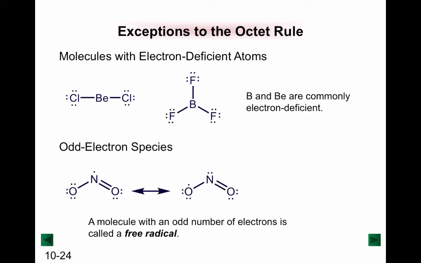Now let's look at the second type of exception, where we have molecules or polyatomic ions that contain an odd number of electrons. In the majority of molecules and polyatomic ions, the total number of valence electrons is even, and complete pairing of electrons is possible. In a few molecules and polyatomic ions, such as those that have nitrogen, chlorine, or oxygen as the central atom, the number of valence electrons may be odd. Complete pairing of these electrons is impossible, and an octet around each atom cannot be achieved.